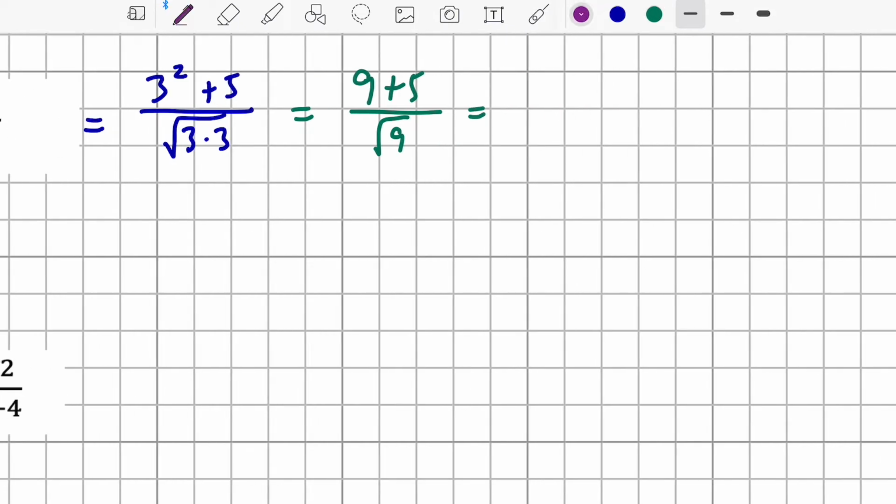9 plus 5 is 14. Square root of 9 is 3. And 14 over 3 cannot be simplified anymore, so we leave it like that. That is our answer.